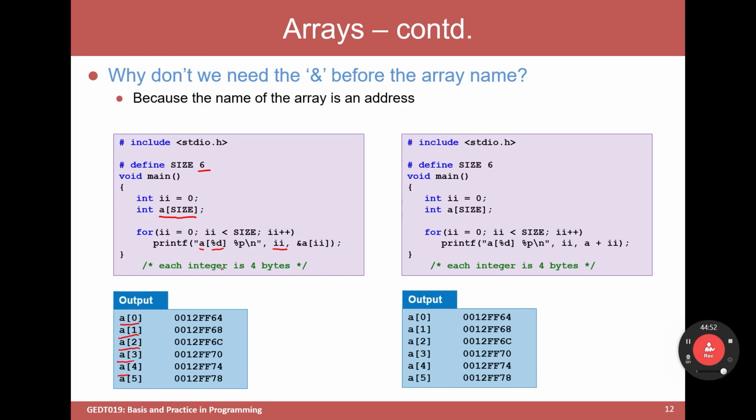And then modulo p here means what? Print address. p means address. So I'll print the address of that element: the address of element 0, and then the address of element 1, and then the address of element 2. So every time it's plus 4, plus 4, plus 4. Why? Because it's integer.